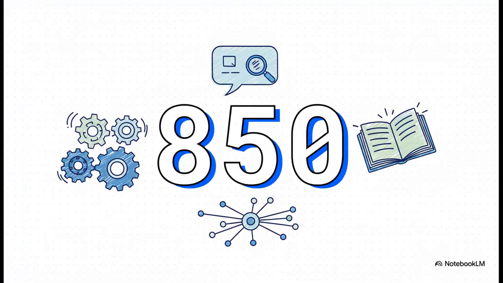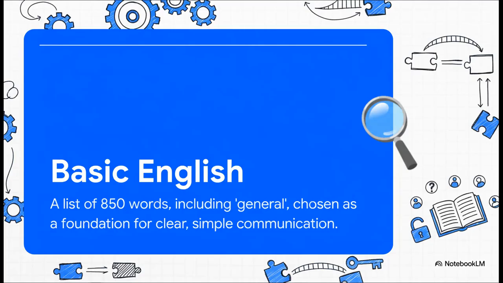And at the heart of this entire idea is this one number, 850. That's not a random number. It was chosen for a very specific reason. So Basic English is what you'd call a controlled language. It's a toolkit of just 850 words, all handpicked because they're powerful enough to express almost any idea, but in a really simple way. It was designed to be a bridge, a way to make international communication way easier.